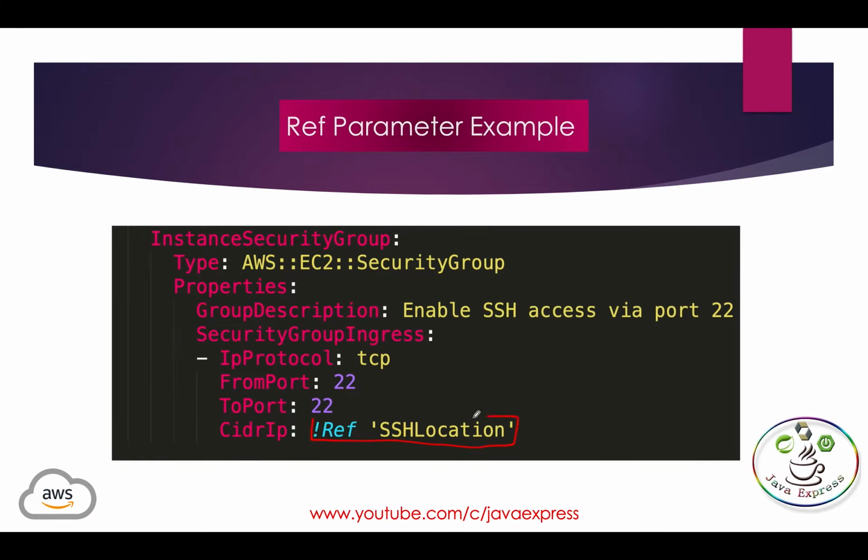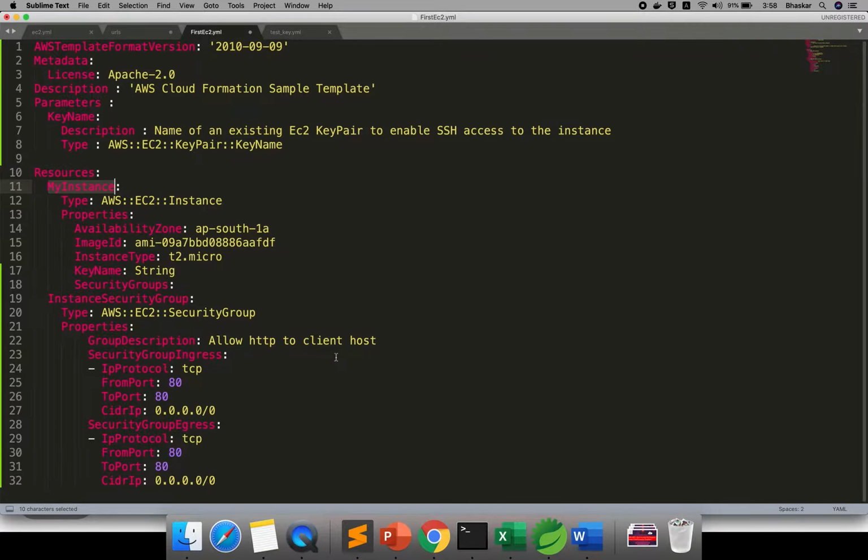This is my SSH location. Why? Because in the future I want to change my input. If you provide here, you cannot change in the future. Again you need to upload your template. That's why here you need to enable your SSH location also. Let me give SSH location. This is any name you can provide.